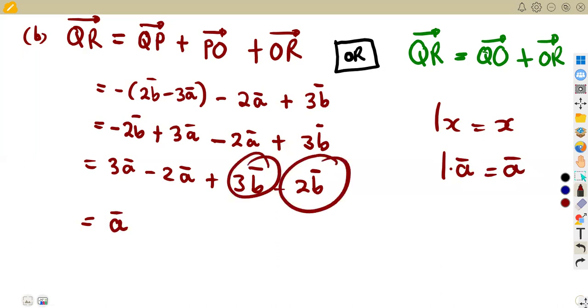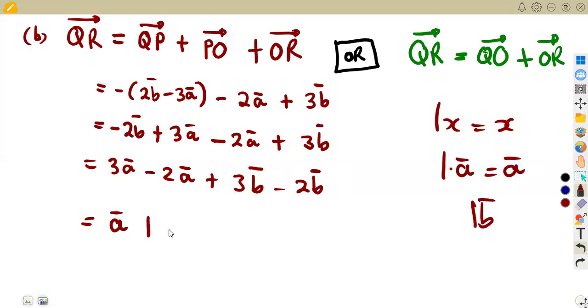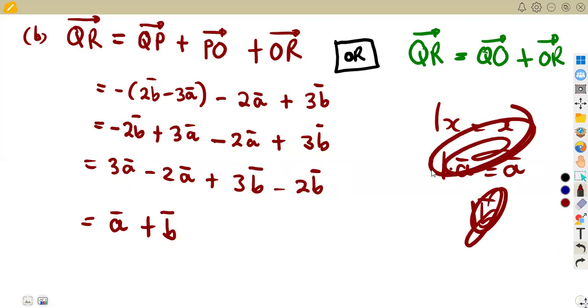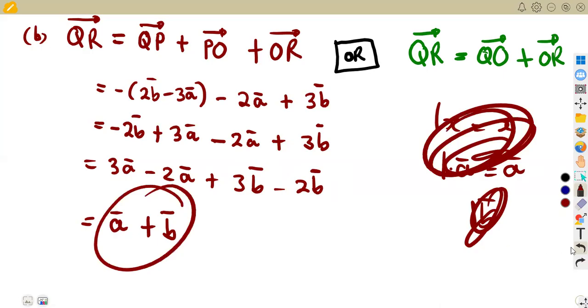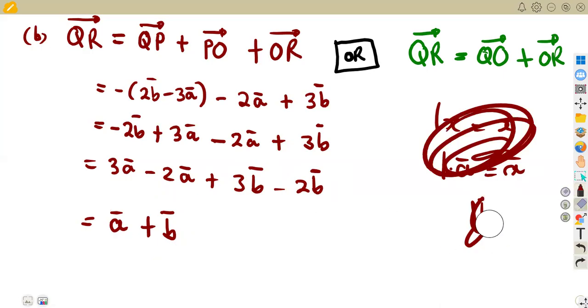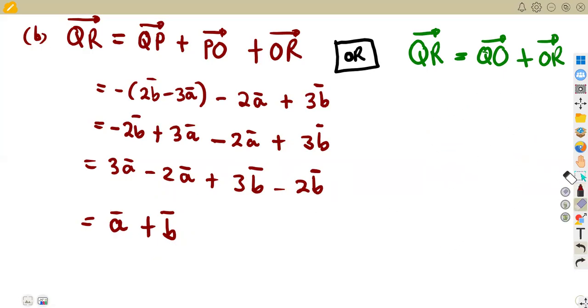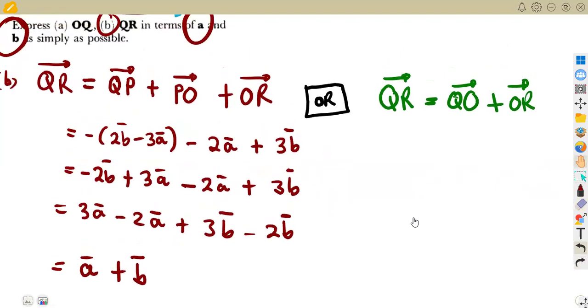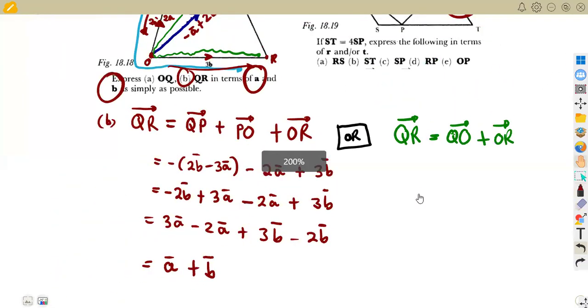3b minus 2b, the same thing, 1 vector B, which is the same as plus vector B. So we are obtaining vector A plus vector B. So this here is the same as what we have here. Are we together, guys? I want you to see this part, that we could have obtained the same answers here using this route.